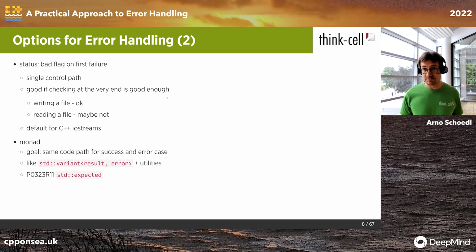The C++ standard is probably going to give us something that helps implementing these monads. There's the paper P0323, right now at revision 11, so they've revised it many times, and it's going to introduce std::expected, which is a monad that you can then use to transport error information or the result.